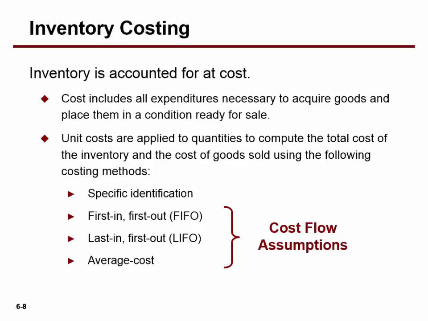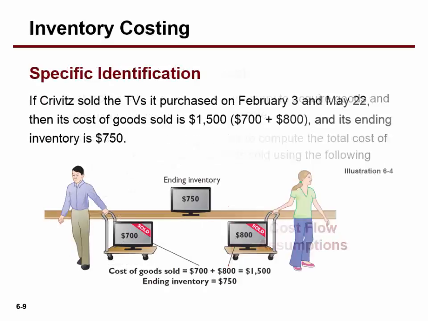When we're dealing with smaller ticket items like toothpaste, we can use cost flow assumptions. Okay? Notice the bracket is only on these three: FIFO, LIFO, and weighted average. And we're going to talk about each one of those. That is going to be the major discussion here. Okay? Now, specific identification is very straightforward.